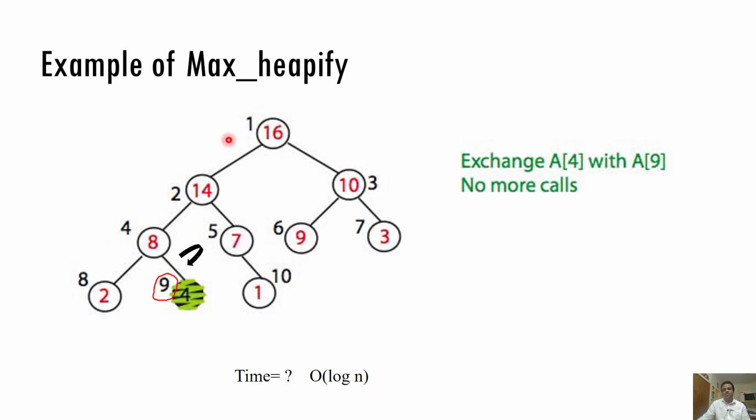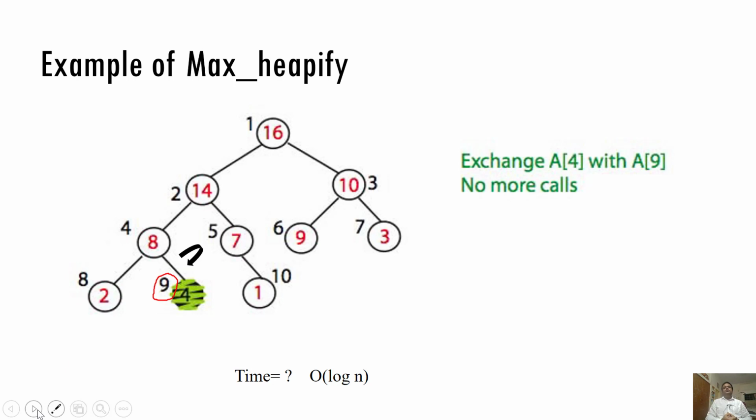Log n we need for the root if we call the maxipify at this level. But if we call the maxipify in the lower level, it will be the order of the height of that node from the bottom. So, that is the time complexity for that.